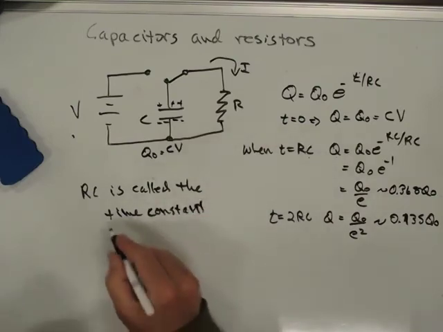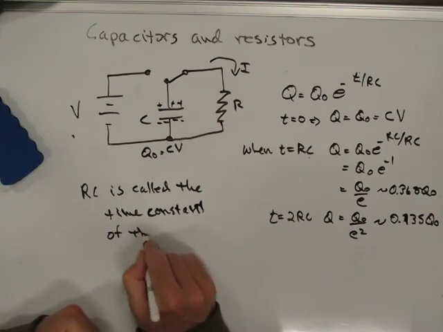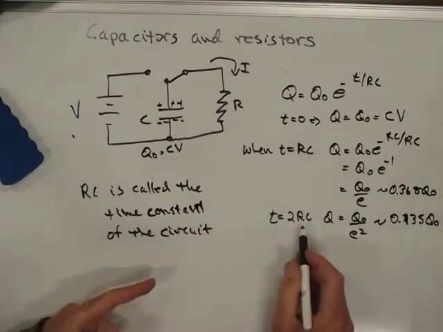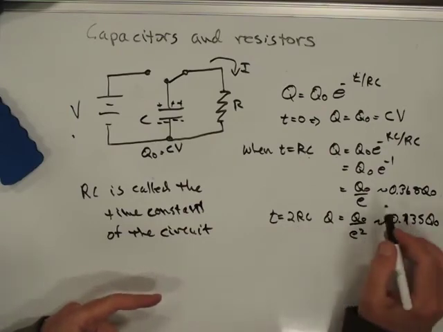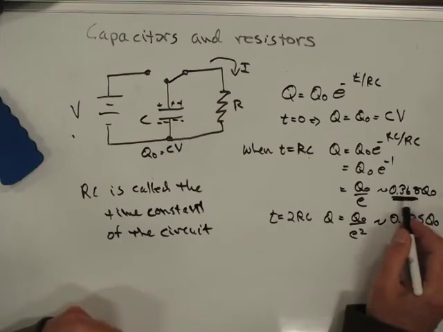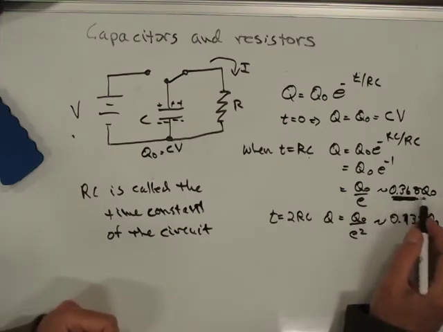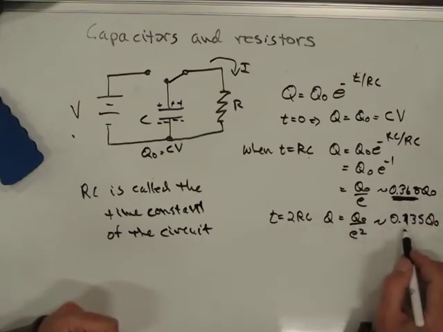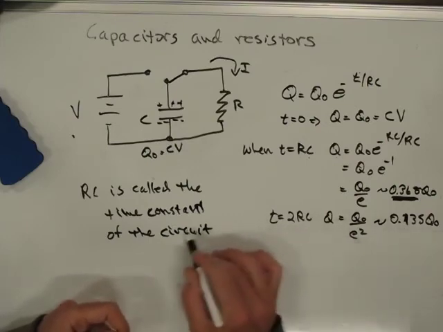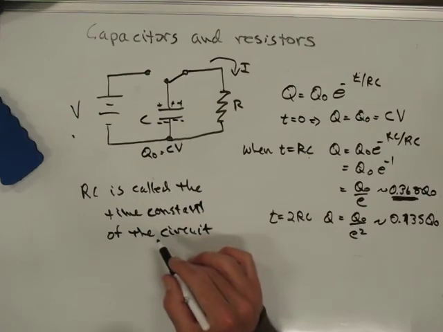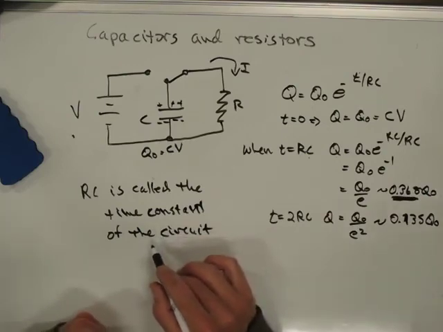And so RC is called the time constant of the circuit. It comes out in units of time. And if you wait for an amount of time equal to RC, the charge left on the capacitor is about 35 or 40% of what it started out. If you wait for 2 time constants, the charge is down to about 13%, and so on. So RC gives you some measure of how long it's going to take that capacitor to discharge.